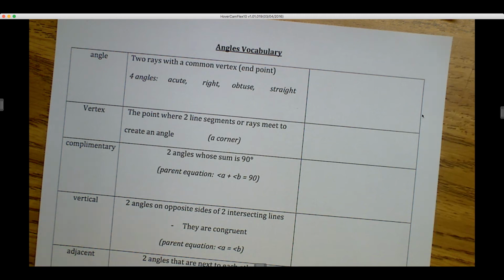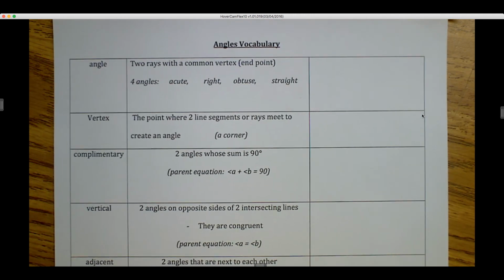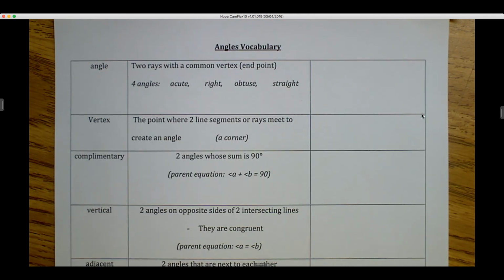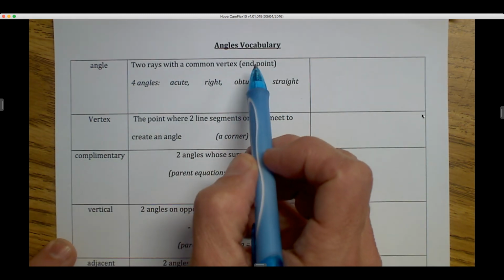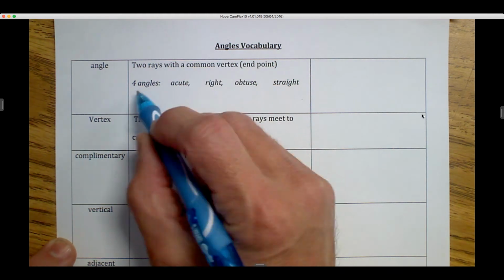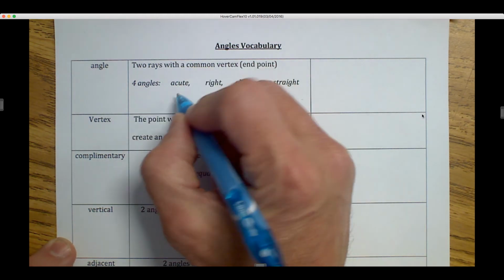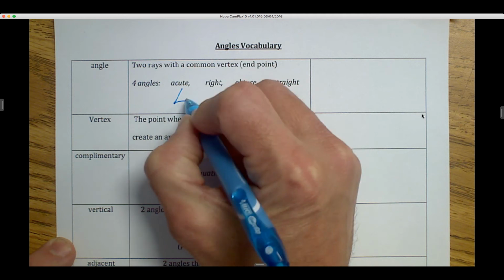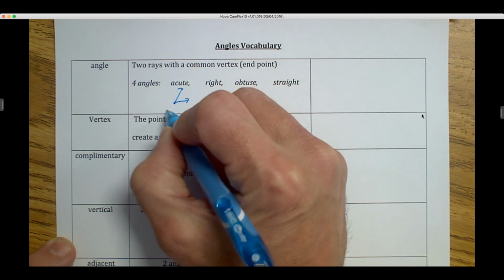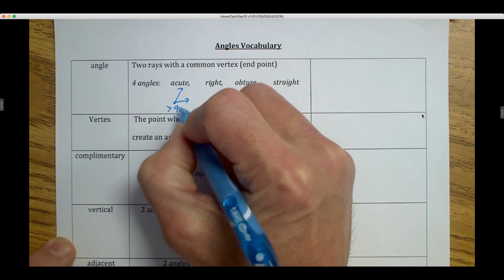Alrighty, today we are going to do our angles vocabulary for distance learning. So an angle is two rays with a common vertex, and that is an endpoint. We've got four different types of angles. An acute angle is like this, and it is less than 90 degrees.